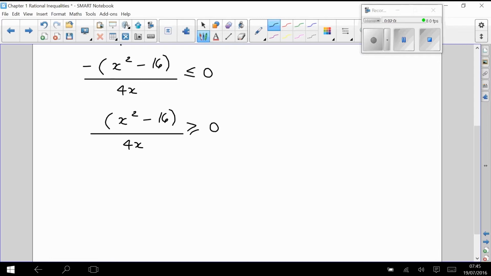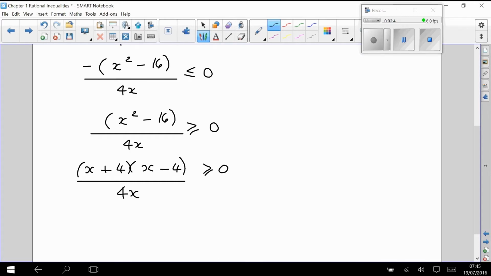You need to know that if you want to find an inequality, you need to know what your critical values would be. As my numerator is not fully factorized, that is what I need to do in my next step. X squared minus 16 can be factorized nicely using a difference of 2 squares. In other words, that could be written as x plus 4 and x minus 4. And that's still all over the denominator of 4x. As I have only factorized, I don't change anything else in my expression.